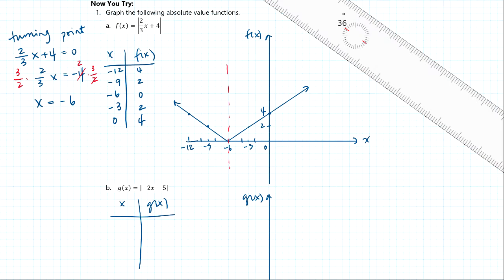Similarly, we can do the same thing for the next problem. Whenever you're ready, you can continue on to part B. In part B, we have the turning point coming from when negative 2x minus 5 is equal to 0. I'm going to go ahead and add 5 on both sides. Add 2x on both sides. Therefore, I would get negative 5 is equal to 2x. And we can divide 2 on both sides and get negative 5 halves is equal to x.